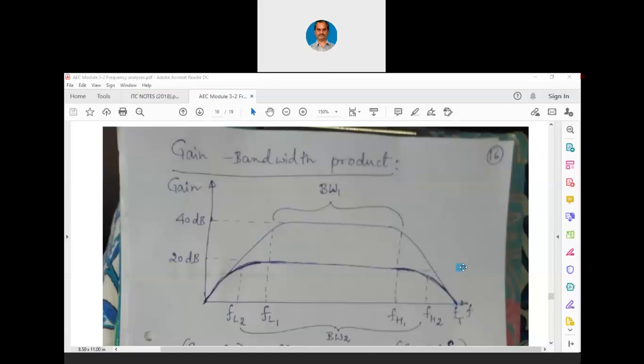Okay, something is wrong. I hope you are able to see this. There is a blue color dot which I have put.